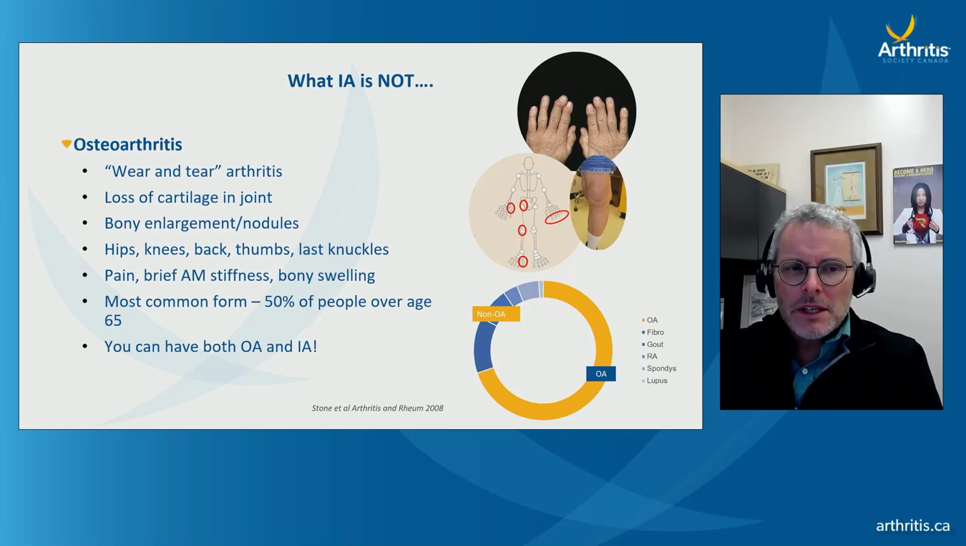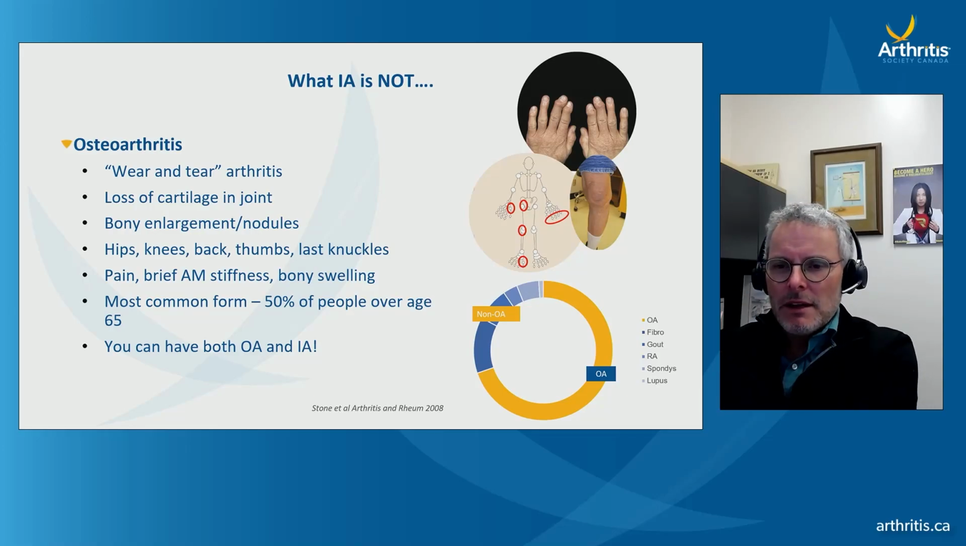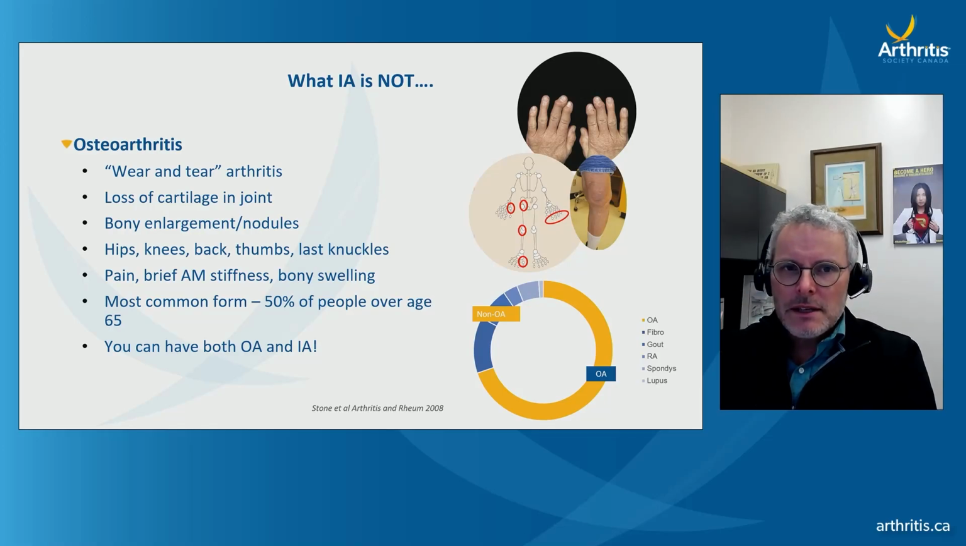And as part of it, you get bony swelling or enlargement and nodules around the joints themselves, unlike those squishy grape-like fingers that we showed you before. Typical joints for osteoarthritis are your hips and knees, which is why everybody's lined up for replacements, your lower back, the thumbs right at the base of your thumb, and the very last knuckles on your fingers.